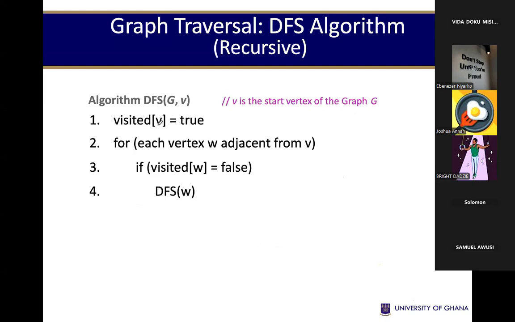So the pseudo code is very simple. Visited v is true. Once I have visited a particular node, I'm currently at that node, and it's marked true. Then for each vertex w adjacent from v, for the friends of v, what am I going to do? If that particular friend is not visited, then I have to apply the same DFS again on that particular friend, w, which is yet to be visited.